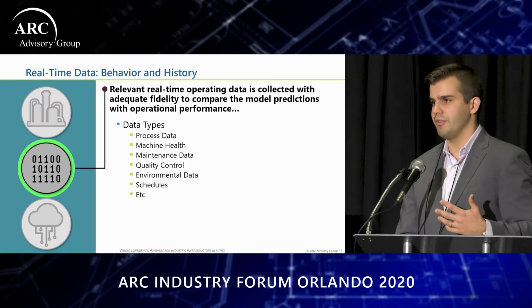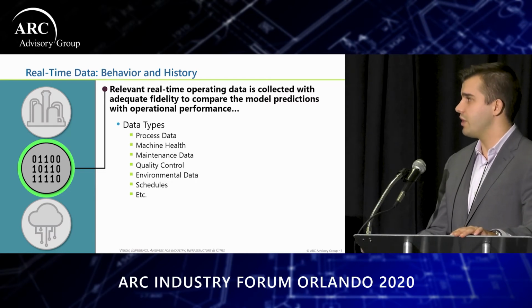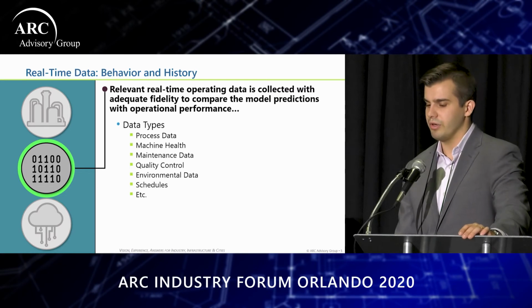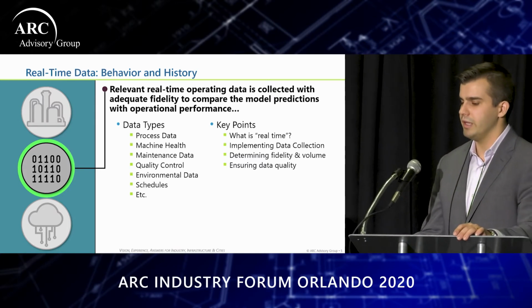So one way to think about this is all the different data types that can be drawn here. So this is things like process data, machine health, maintenance data, quality control, and so forth. Even things like schedules. Some key points to think about when you're talking about real-time data.